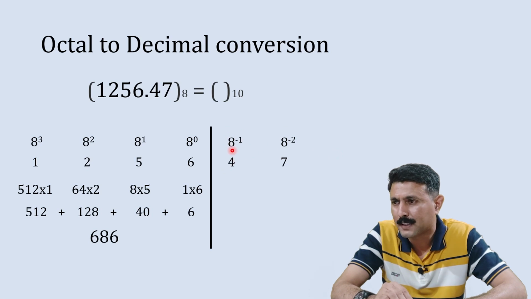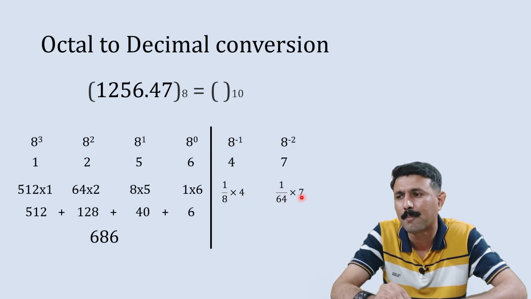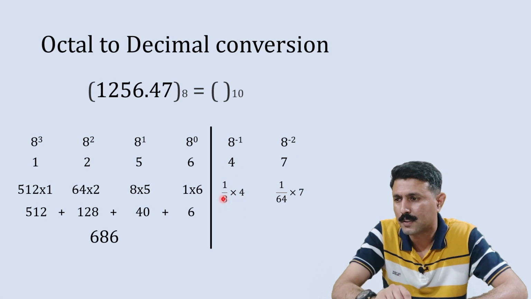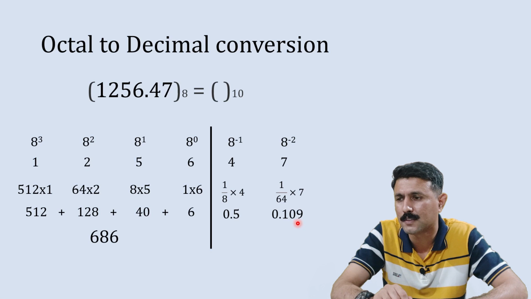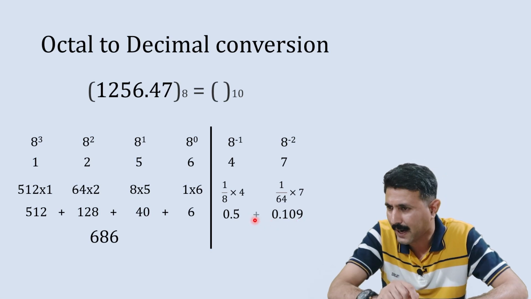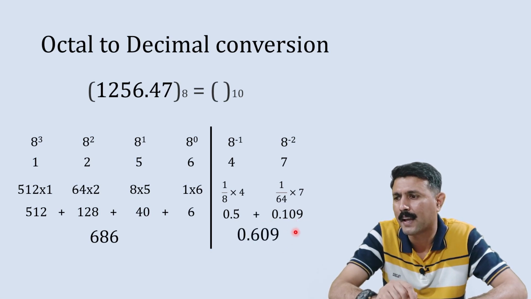So you need to multiply this number with 4. 8 raised to minus 1 is 1 upon 8 multiplied by 4. 8 raised to minus 2 is 1 upon 64 multiplied with 7. So this number is equal to 0.5 and this number is equal to 0.109. You need to add these numbers together and you will have 0.609. This is the decimal equivalent to this octal number.